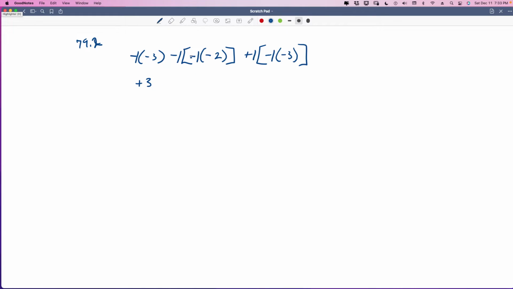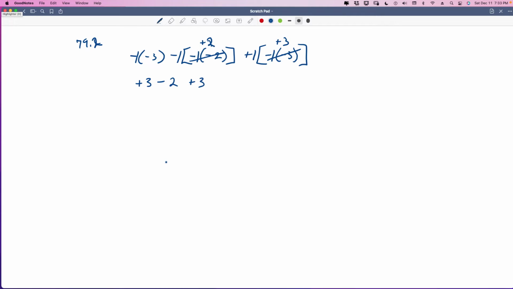All right. So now we have a -2 and a -1. Well, that's going to be a positive 2, right? -1 and a positive 2 is going to be a -2. Now we have a -1 and a -3. That's going to be a positive 3. Positive 1 times positive 3 is going to be a positive 3.